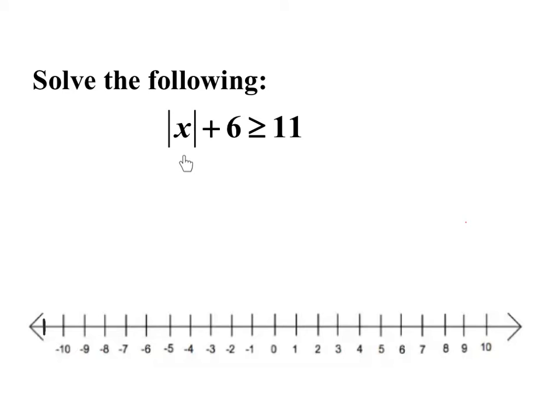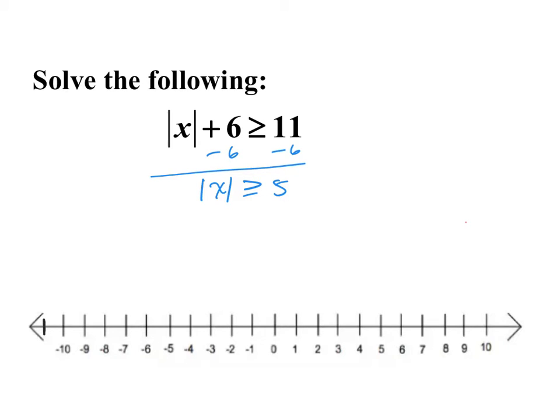So now let's try this absolute value inequality. Notice that this time 6 is being added to the absolute value. So the first thing we want to do is isolate that absolute value symbol. We will do that by subtracting 6 from both sides of the inequality, and we get the absolute value of x is greater than or equal to 5. Okay, so now what does that mean? Absolute value of x greater than or equal to 5 means that we're talking about a set of numbers whose distance from 0 is greater than or equal to 5. So that can happen in two ways, either to the left of negative 5 and including negative 5, or to the right of positive 5.